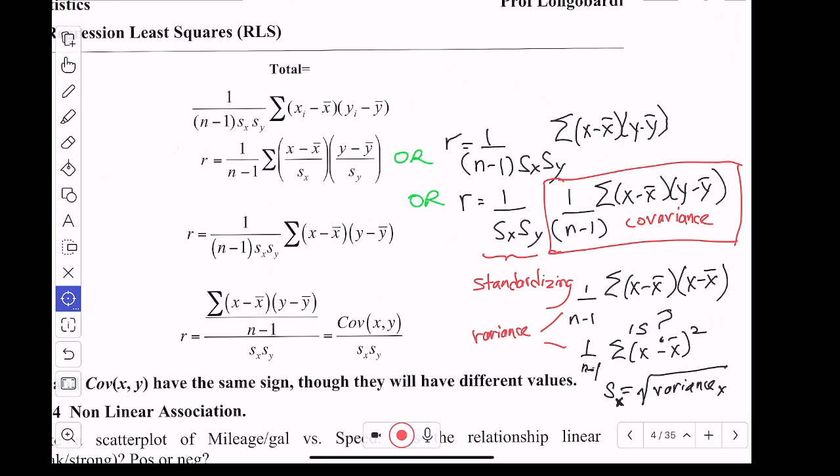R is what we've been saying is the measure of direction and strength of a linear relationship between two quantitative variables. R is also the standardized covariance. You can think of it like that. So covariance is really the term that gives you this is the measure of direction, I guess, and strength too, but it's hard to interpret.